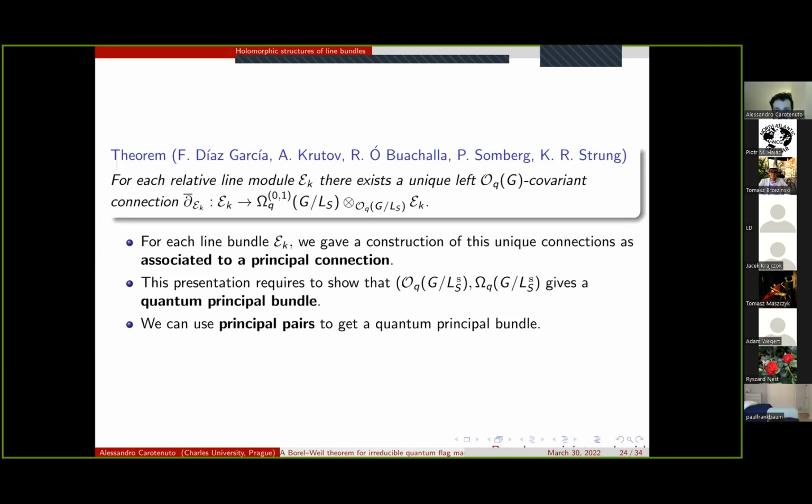Sorry, I have a question about this notion of quantum principal bundle. So this differential calculus is a part of the definition. It's part of the definition, yes. This is part of the definition that, yes, Brzezinski and Majid gave some years ago. It is how it is, this definition.